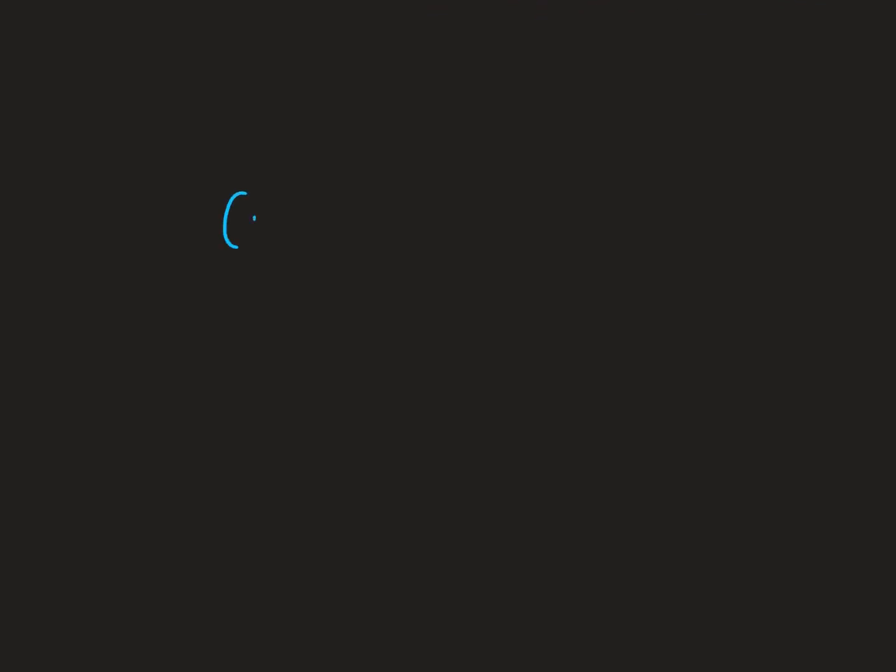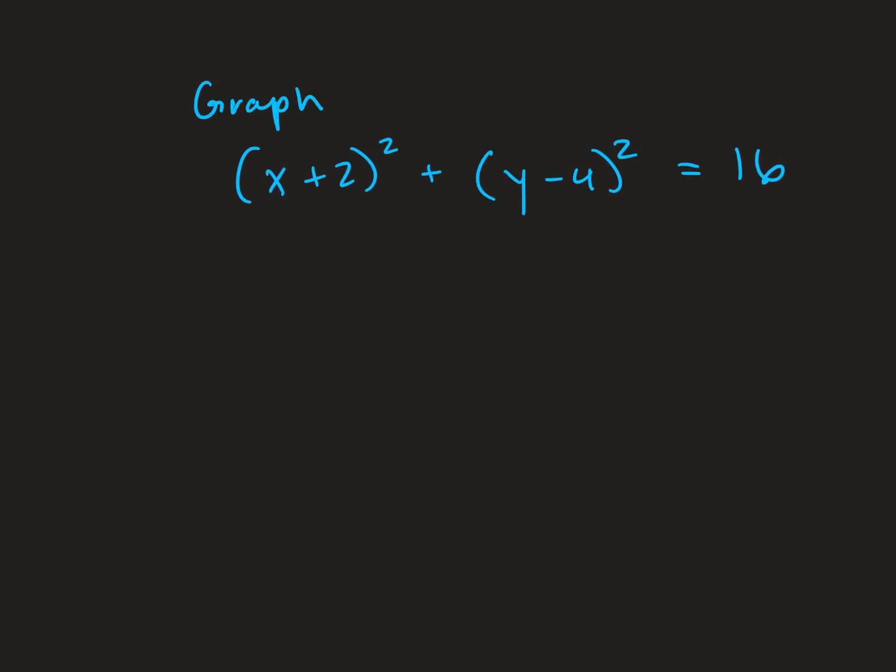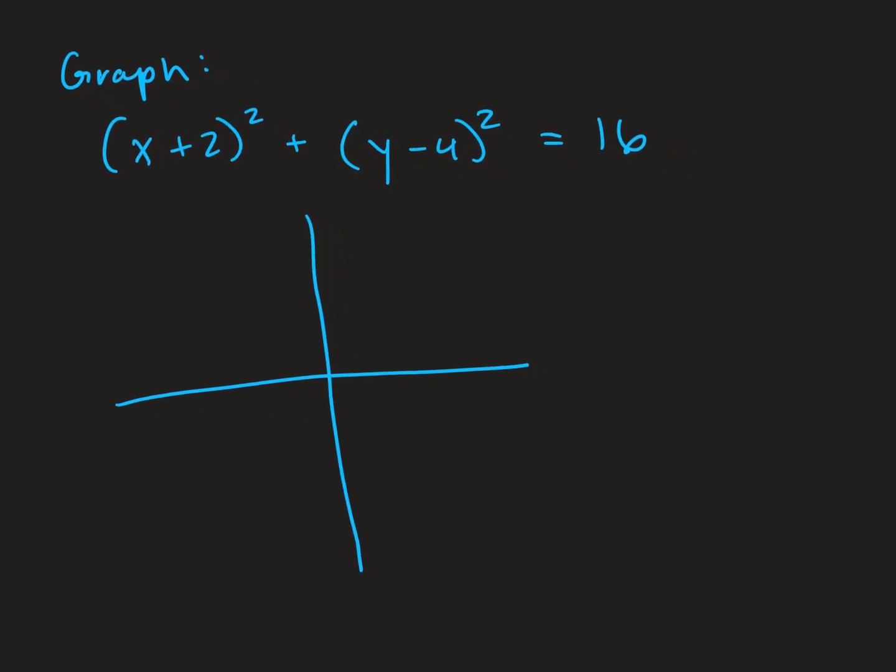All right, let's say we had x plus 2 squared plus y minus 4 squared is equal to, let's say, 16. And it said graph. What type of graph do I have here? Not a parabola, because the x is squared and the y is squared.